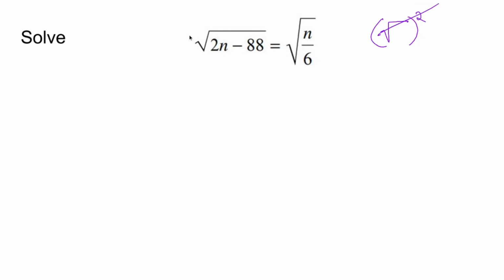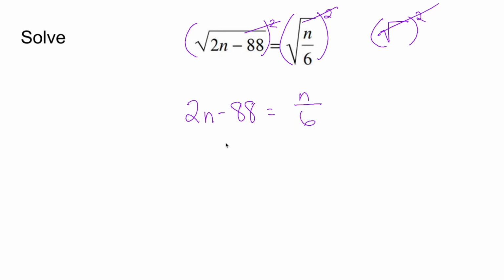Well, if I have just the square root of stuff on the left, I'm going to square it to kill off that square root. And you know what? I'm going to do the same thing over here because that'll kill off that square root. Now what we have is 2n minus 88 equals n over 6.